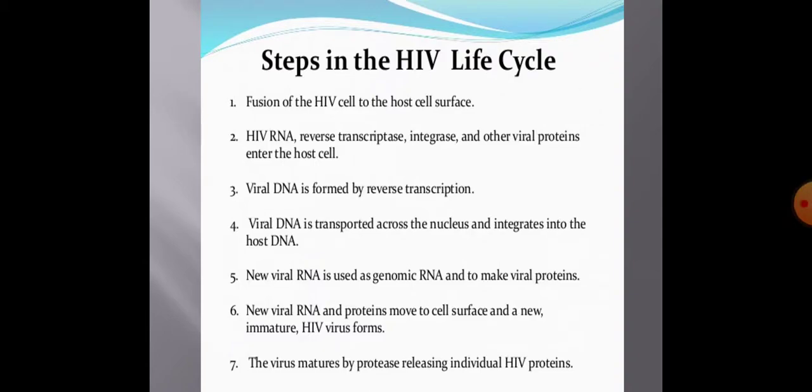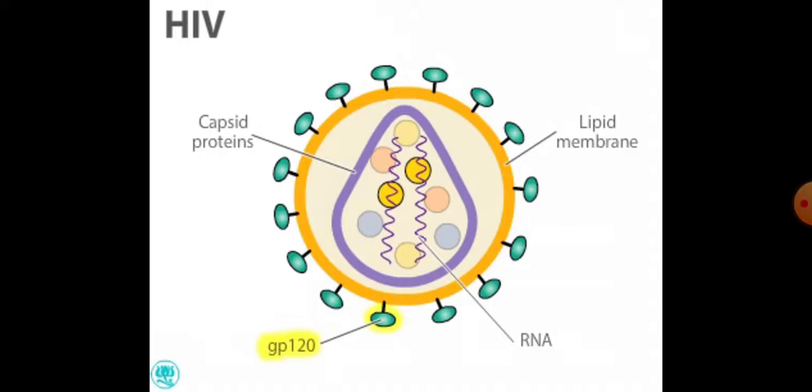Fusion of HIV cell to the host cell surface. HIV RNA, reverse transcriptase, integrase, and other viral proteins enter the host cell. Viral DNA is formed by reverse transcription. Viral DNA is transported across the nucleus and integrates into host DNA. New viral RNA is used as genomic RNA and to make viral proteins. New viral RNA and proteins move to the cell surface and a new immature HIV virus forms. The virus matures by protease, releasing individual HIV proteins. The next video would help you in understanding the life cycle of HIV.